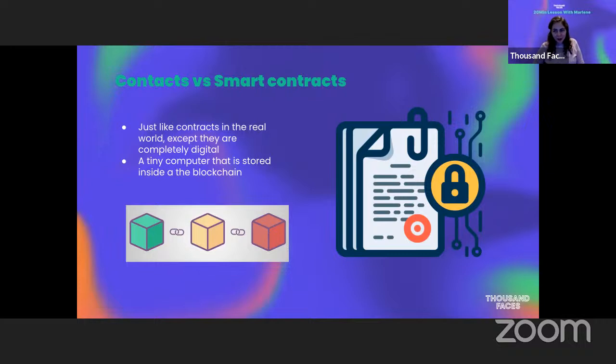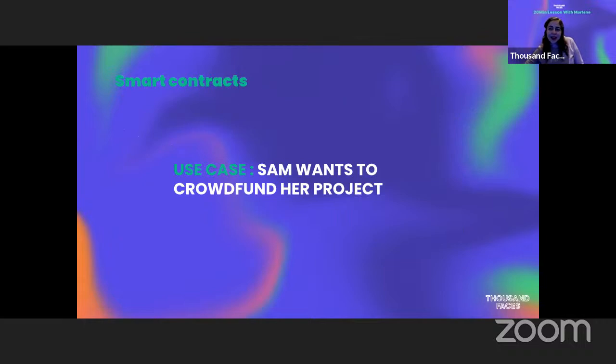So we can go a bit further today. If you remember, we were looking at a use case as an example to really understand how smart contracts work. We looked at the example of Sam. She has a project in mind that she wants to bring to life, and she needs funding. So how is she doing that? She will use the crowdfunding method to fund her project.